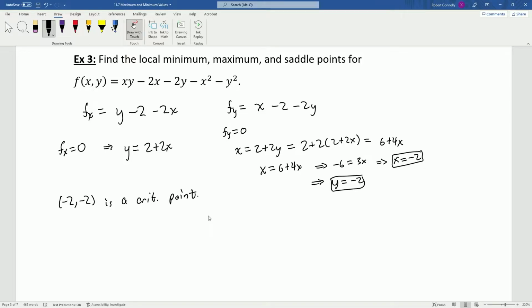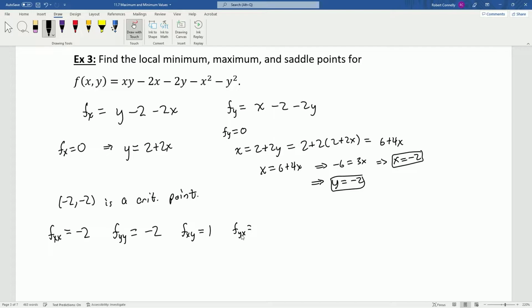Okay, so now we need our partial derivatives. So the second partial derivative with respect to x, I look at the first one, I get negative 2. The second partial derivative with respect to y is going to give me negative 2. Partial derivative with respect to x, then y. So I look at this, now I take the derivative with respect to y, I get 1. And we got to make sure that these are both continuous, though.